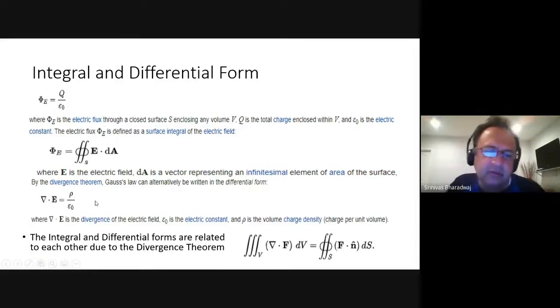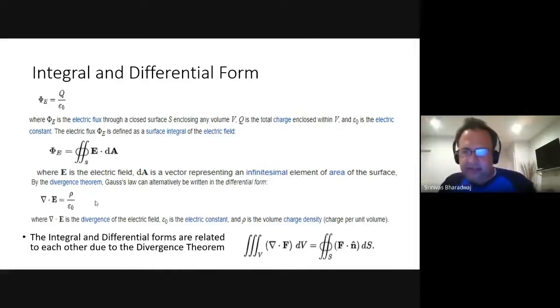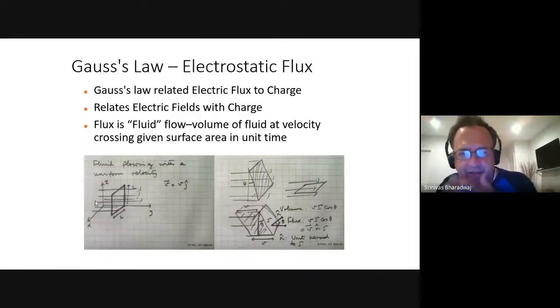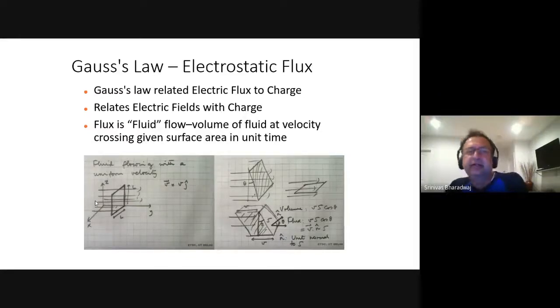Del dot E equals rho by epsilon, where rho is the charge per unit volume. It's called the charge density. This is a result of the divergence theorem. You don't need to know it now. If you become an engineer and work in electricity and magnetism, they will teach you this in great detail, and then you learn it.